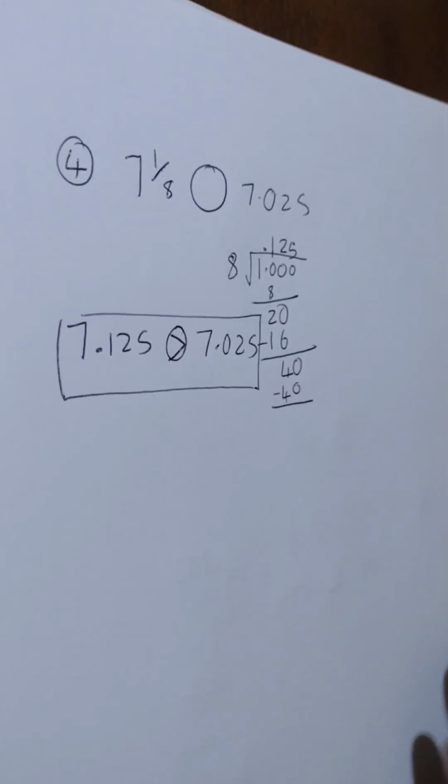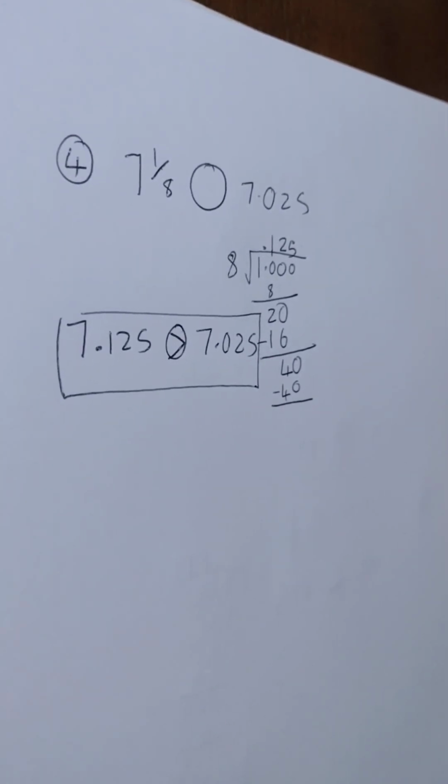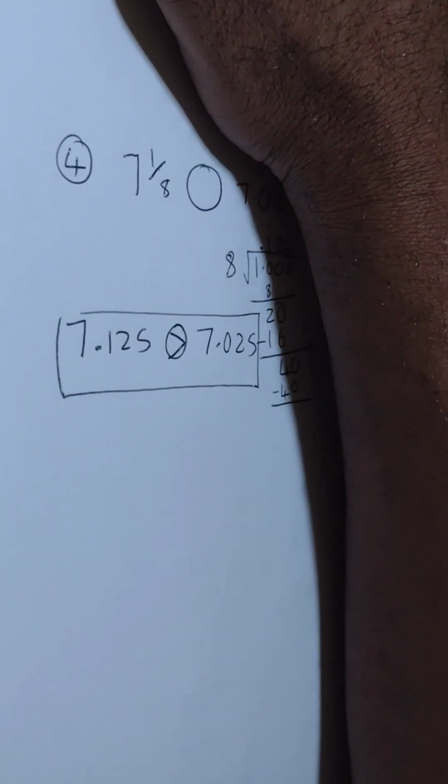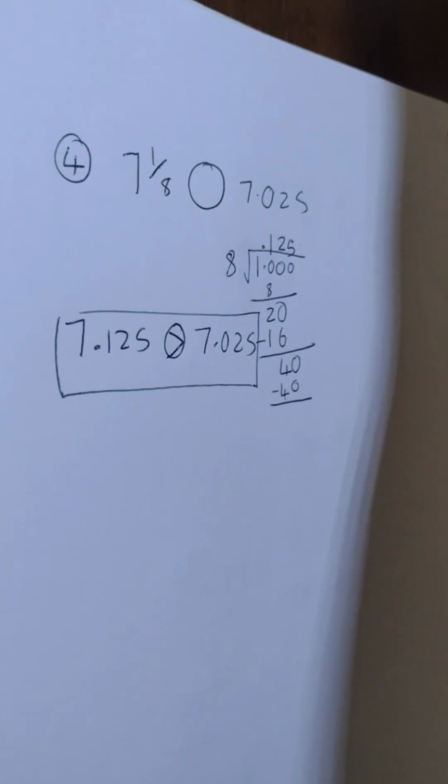Let's look at number 5. Number 5 is asking you to order these things from least to greatest. If that's the case, you're going to have to evaluate each and every one of them and see what's up with each one, okay?